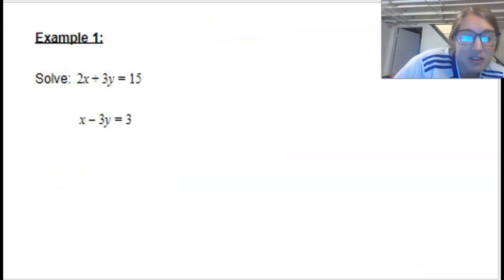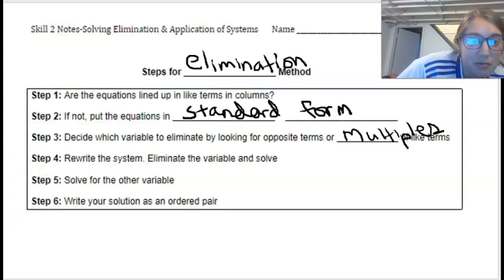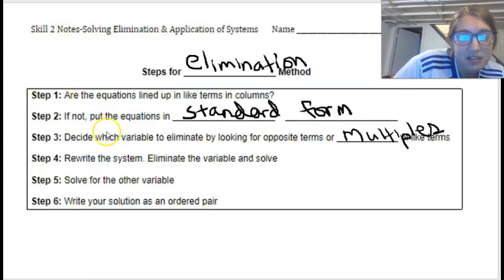So this is our first one. Step 1 is, do I have them in columns? If we go back, step 1 is, are they lined up with like terms? If not, put them in standard form. So I have my x's above my x's, my y's above my y's, my constants above my constants. Step 3, decide which variable to eliminate by looking for opposite terms or multiples of opposite terms.